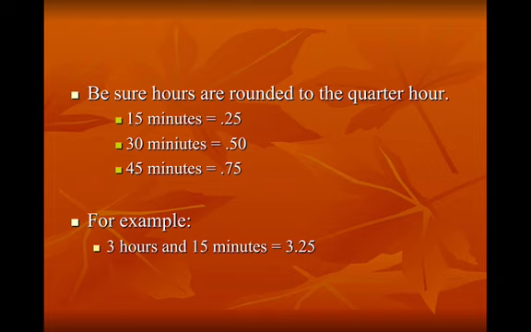When rounding your hours, you want to make sure that you round your hours to the quarter hour. For example, 15 minutes would equal 0.25, 30 minutes would equal 0.50, and 45 minutes would equal 0.75. So as shown below, for example, 3 hours and 15 minutes would equal 3.25 hours.